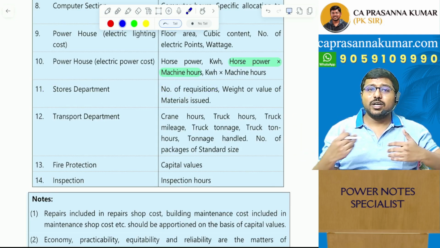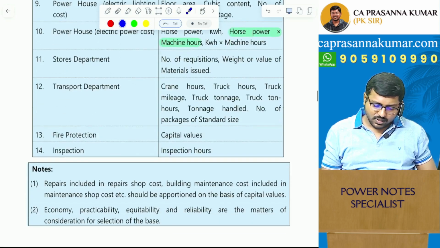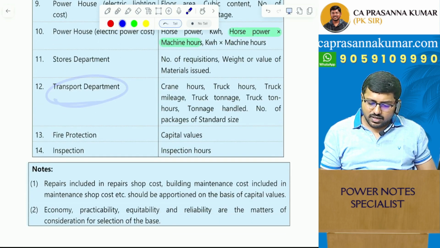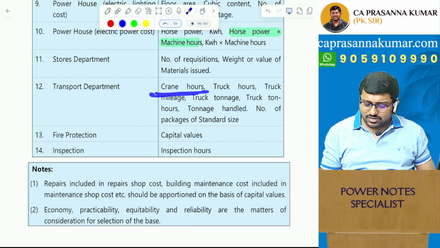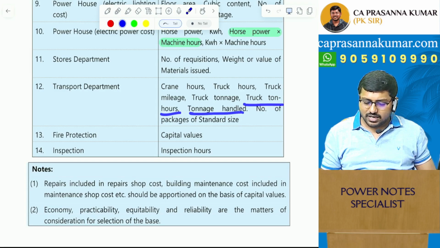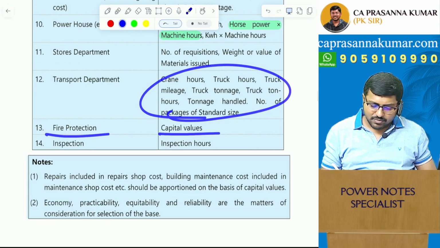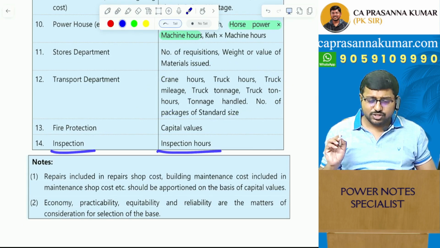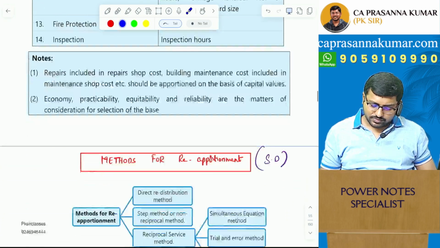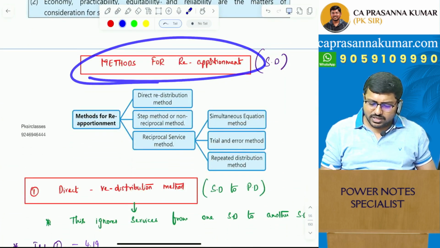The more employees you need, the more will be the cost. Simple. Next, transport department. Naturally, crane hours, truck hours, truck mileage, truck tonnage, that is the weight in truck ton hours, tonnage handled, number of packages of standard size. So these are all the bases. Fire protection, capital values, obviously. Inspection hours, easy. Right.